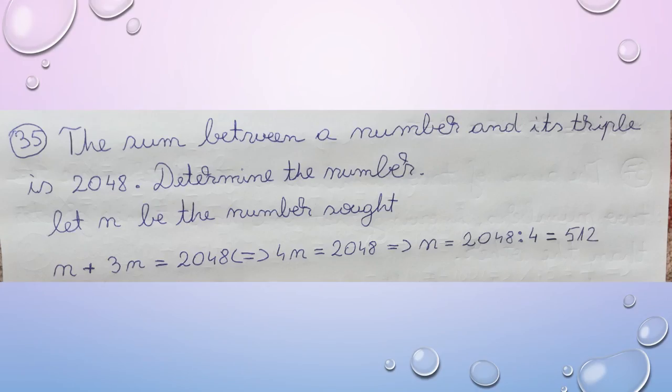Problem 35. The sum between a number and its triple is 2048. Determine the number. Let n be the number sought. So n plus 3n equals 2048. So 4n is 2048. So n is 2048 divided by 4, which is equal to 512.